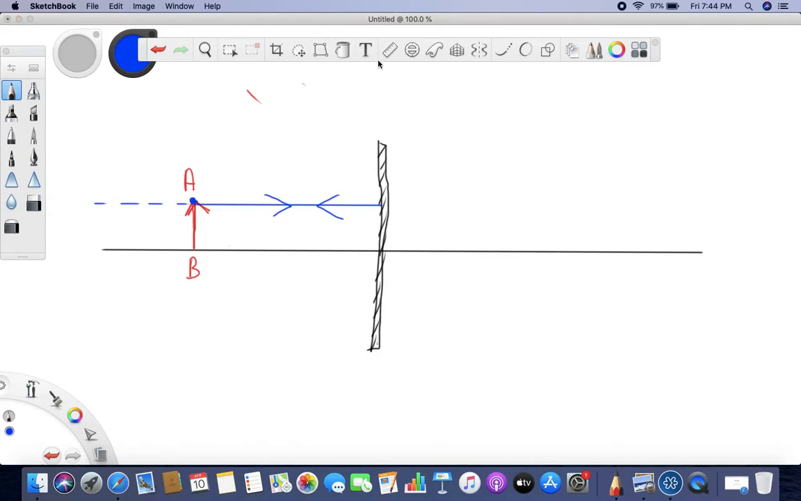So I am drawing one more ray. Let's say I am drawing a ray from here till here.